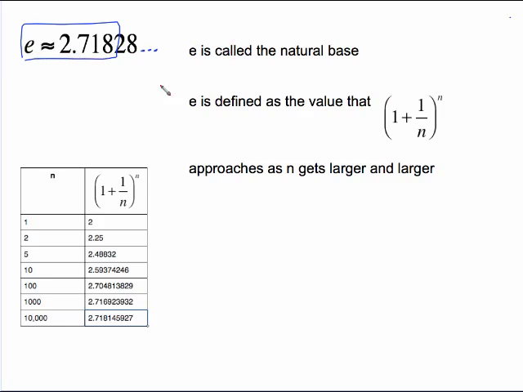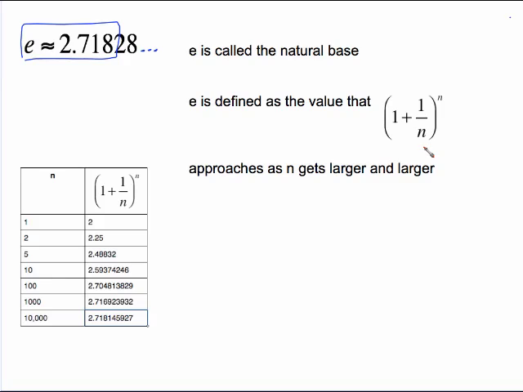Where e comes from is evaluating this expression right here as n gets larger and larger and larger. So you could take your calculator and type this in, or you could just look at this chart. If n is 1, this works out to be 2. If n is 2, it works out to be 2.25, etc. All the way up to 10,000. If n is 10,000, this is 2.71814, etc. Notice how close we're getting to this 2.71828. You could extend this chart out to 100,000, to 1,000,000, as long as your calculator would do the arithmetic. But that's where e comes from.